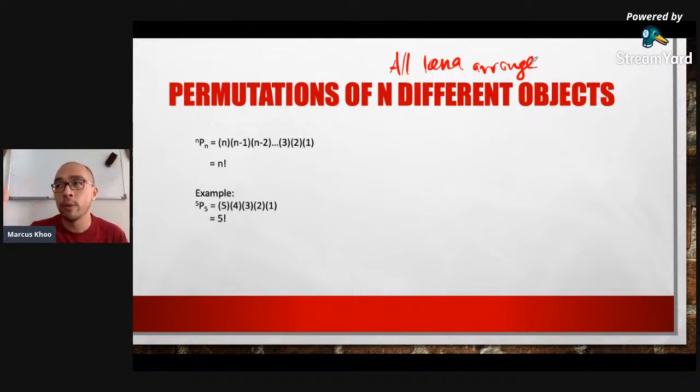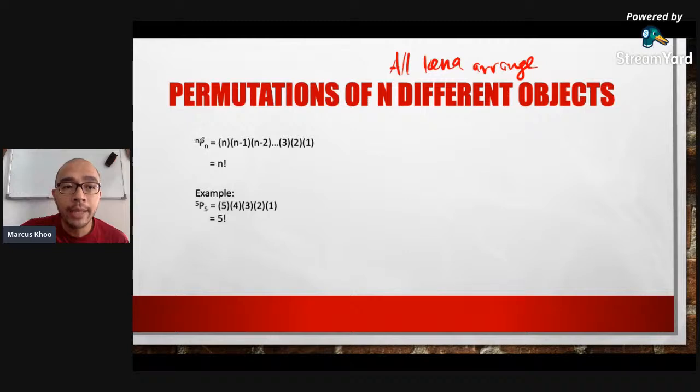Okay, maybe book number 1 in front or book number 1 in the middle. It's up to you. So if let's say you have n different objects and you want to permutate them, this is how we do it. We have this thing called nPn. P stands for permutation. You have n different objects and you want to permutate n objects.